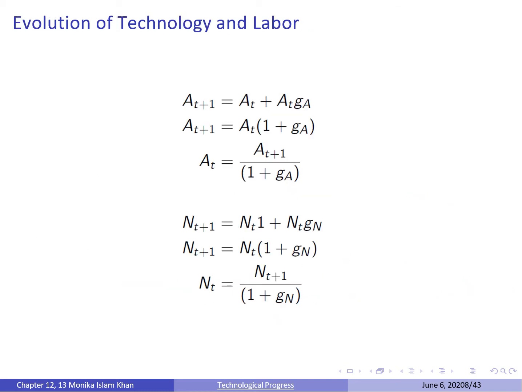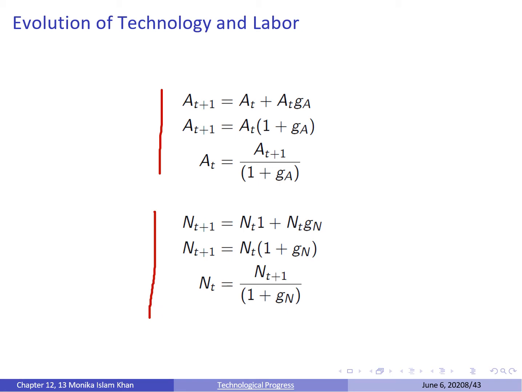Now we are doing all these steps to find out the evolution of capital accumulation. Okay, so before we do that, we need to go through a few more steps. First we will look at the evolution of technology. So this part is about technology and this part is about labor supply.